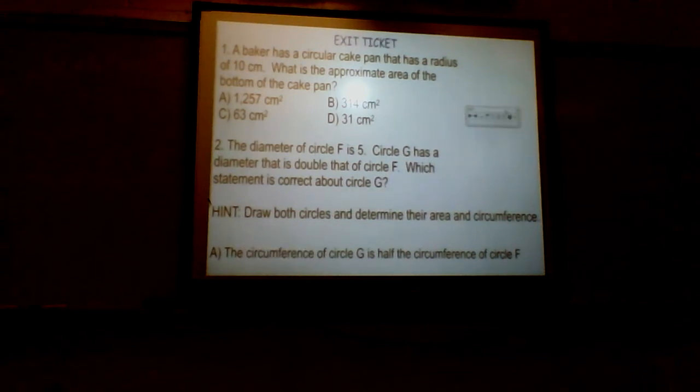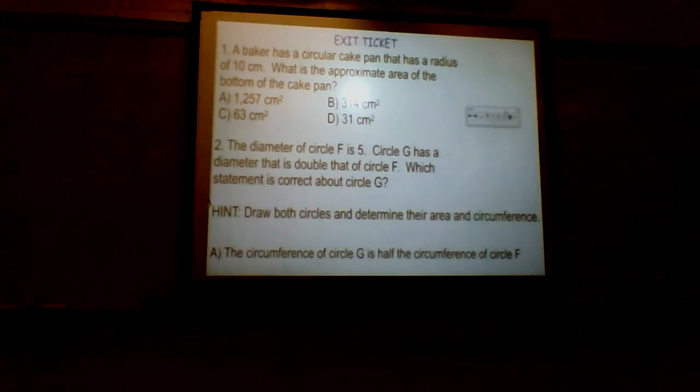Okay, last piece for today, your exit ticket. This is on your smartboard file. Number 1, a baker has a circular cake pan that has a radius of 10 centimeters. What is the approximate area of the bottom of the cake pan? Draw a circle. Label radius and diameter.